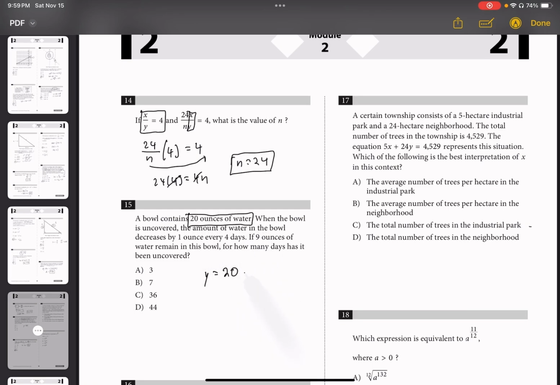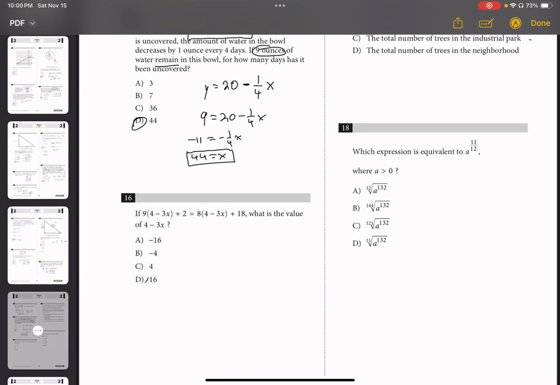And then our slope is obviously decreasing, but by how much? 1 ounce every 4 days. We'll say x is the number of days. So it's asking, 9 ounces remain, how many days has it been? So we set y equal to 9, and then we're solving for x. So we get negative 11 is equal to negative 1 over 4 x. 44 is equal to x. So it's been 44 days.